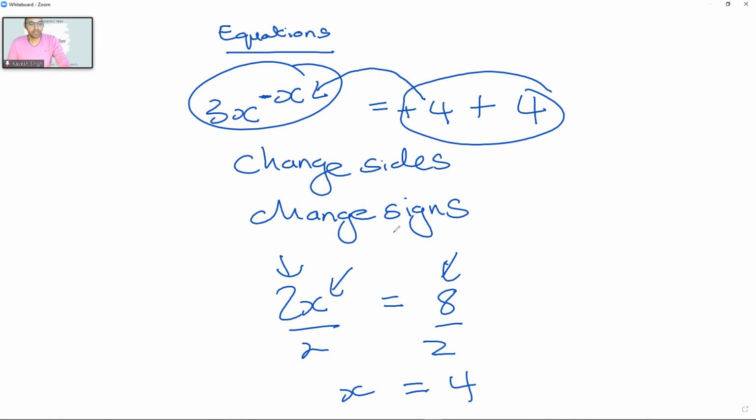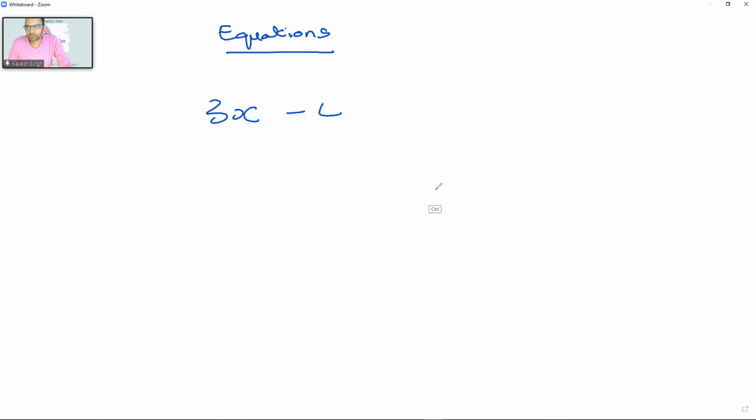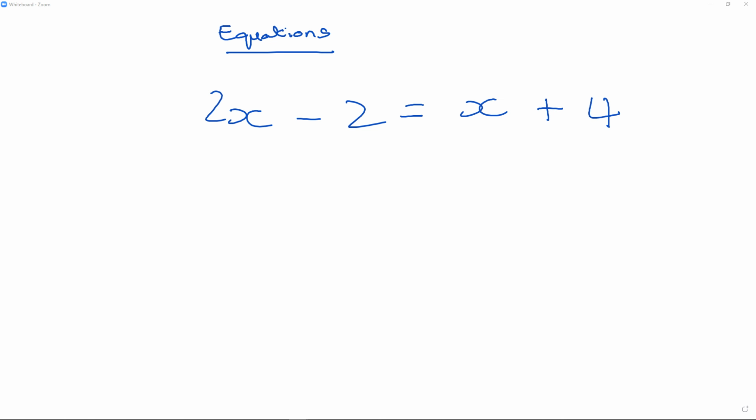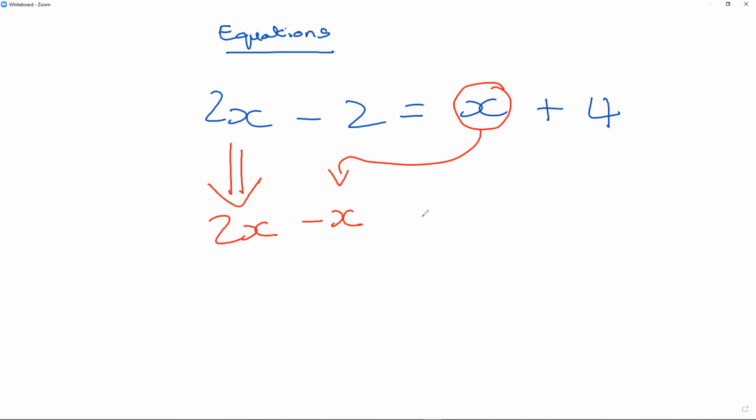All right, cool. Let's try one. Suppose you've got 2x minus 2 is equal to x plus 4. Try this one here. Let me know when you're done. So for this one, let's say I take the x and I move it over. It becomes minus x, right? And I bring the 2x down. Okay, I get 2x minus x on the left-hand side. Then I take the minus 2 and I move it over and it becomes plus 2.